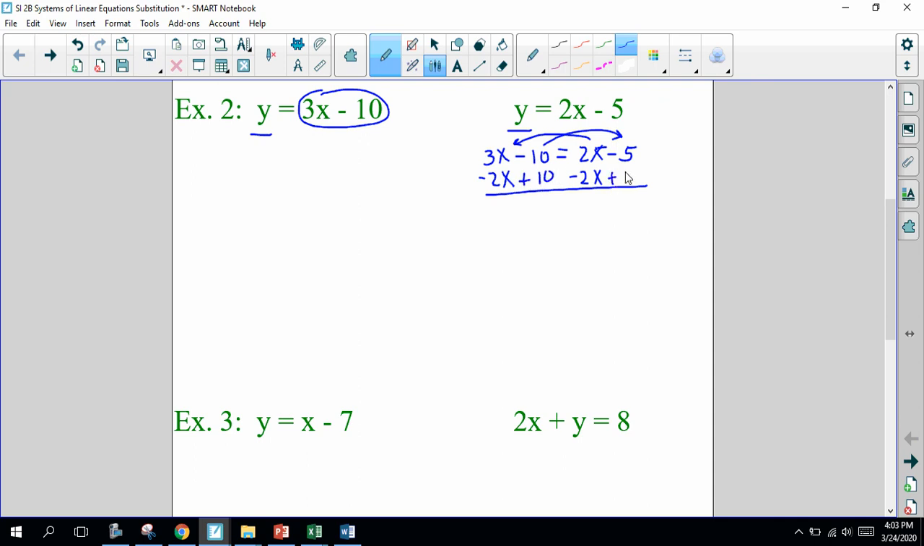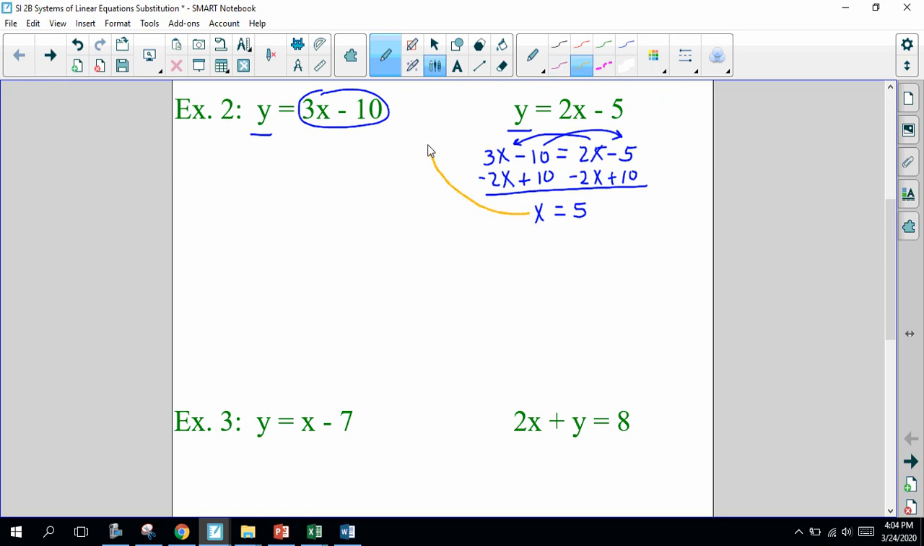We add 10 under each of those. So as I do this, I've got 3x minus 2x, which gives me x. The 10s reduce out or cancel away, equals, and the 2x minus 2x cancels out, and I've got negative 5 plus 10, which ends up being a positive 5.